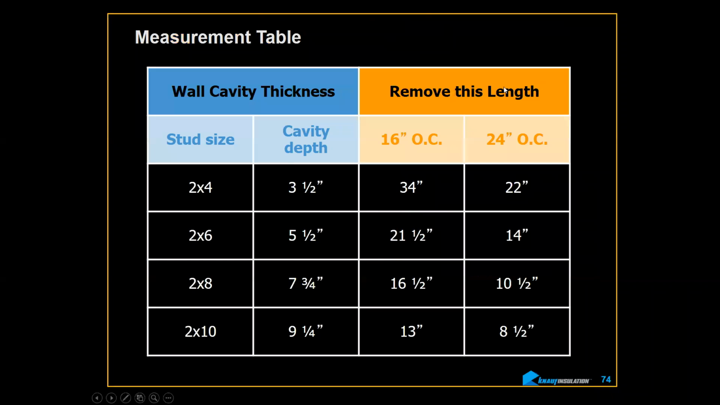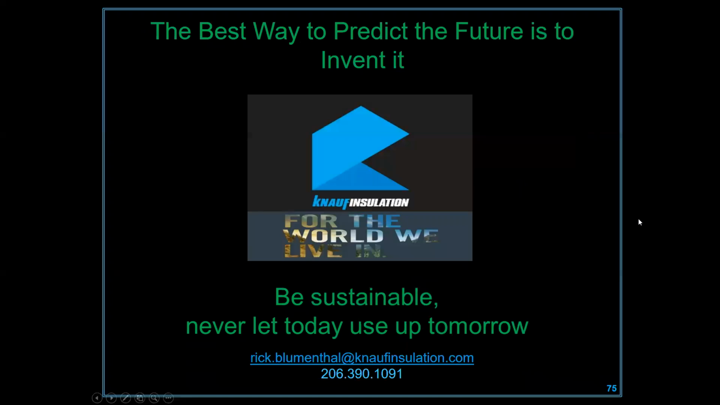And again, to give you an idea of what happens: on a 2x6 wall, it's 5.5 inches deep on 16 inches on center, your vertical cut's going to be 21.5. On a 24-inch wall, it's only going to be 14 inches because you have greater width. And then if you go to a 2x10, it's going to be 13 inches, or if it's 24 inches on center, it's going to be 8.5 inches. So these vary all the time. So you've got to do the calculations if you don't have a chart to get you where you're going.